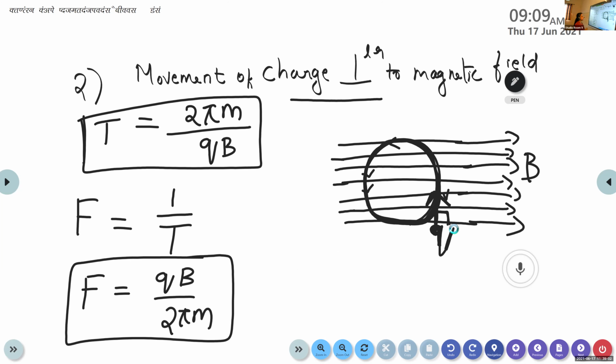So in the second case, the charged particle enters perpendicular to the magnetic field. Whenever the charged particle enters perpendicular to the magnetic field, it experiences a force due to the magnetic field. That force is given by F = q(v × B), that is F = qvB sin theta. Since the charged particle enters perpendicular to the magnetic field, the angle between the velocity of the particle and that of the magnetic field is 90 degrees. So it becomes F = qvB. So this is the force exerted by the magnetic field on the charged particle.